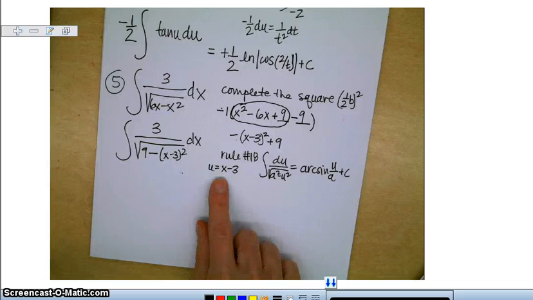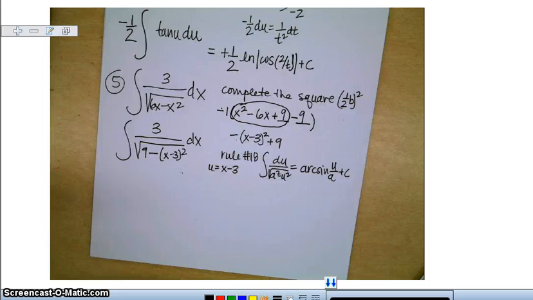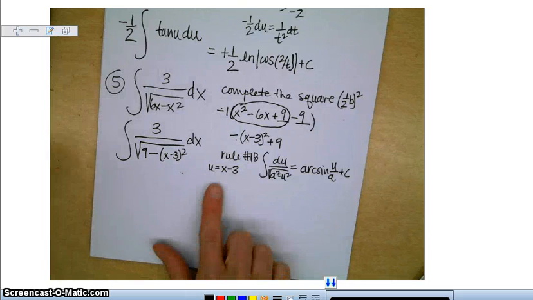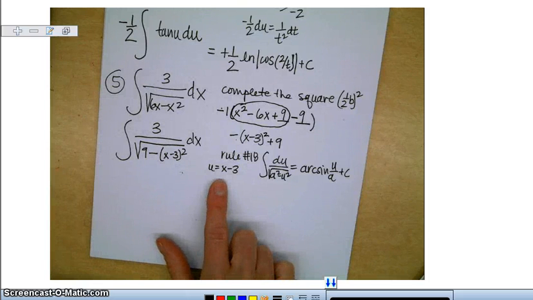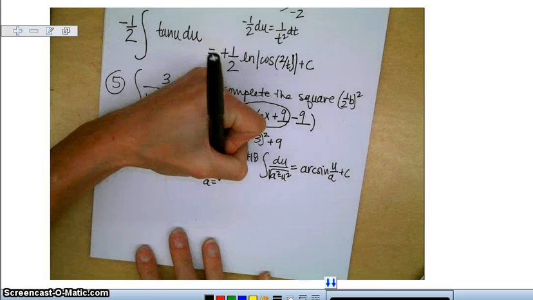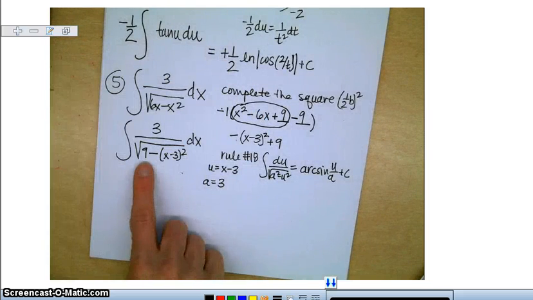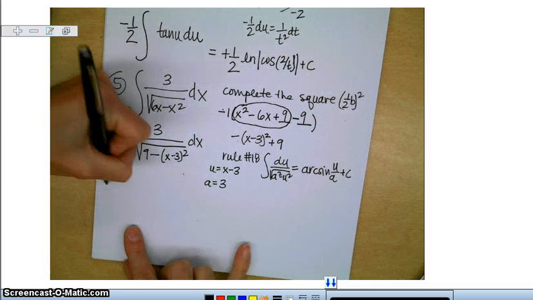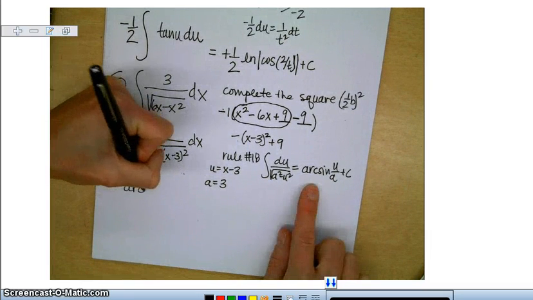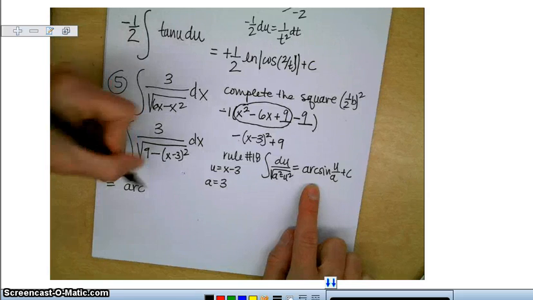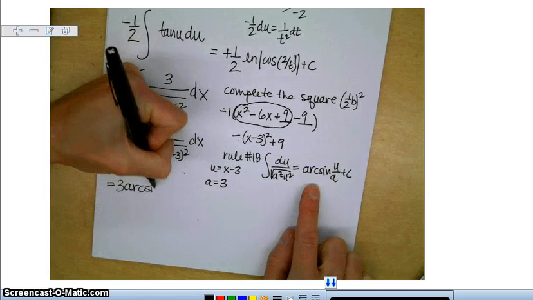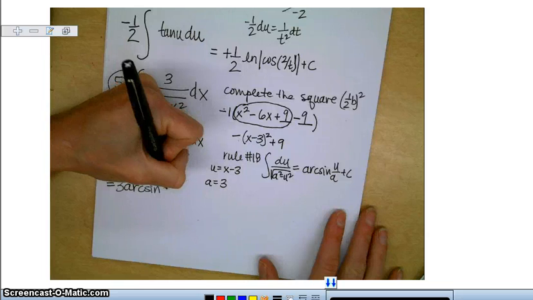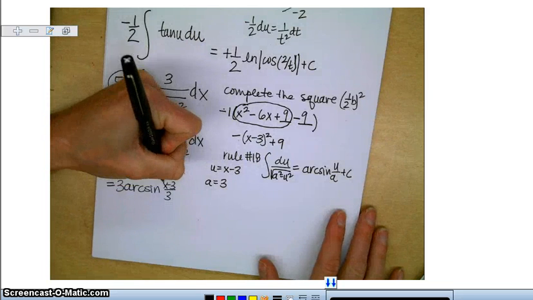If this were 2x minus 3, would I? Yes, because the du would be 2 dx. So we pick u is x minus 3. What's a? 3. Okay, and that's there. So the answer to this will be arc sine. Oh, thank you. Good. That 3 on the top. 3 arc sine of x minus 3 over 3 plus c.